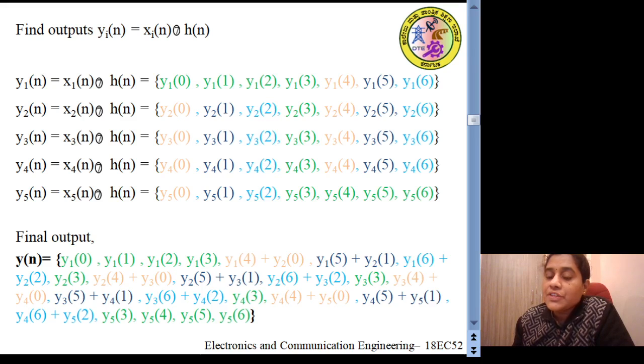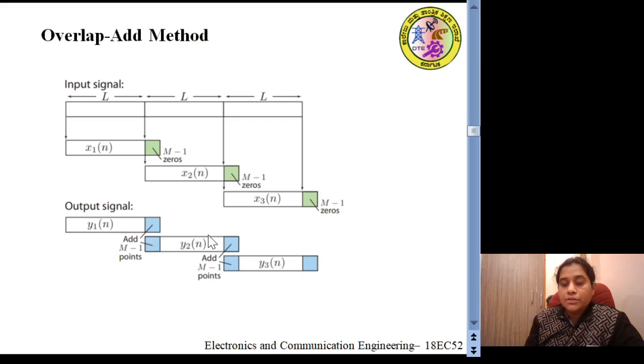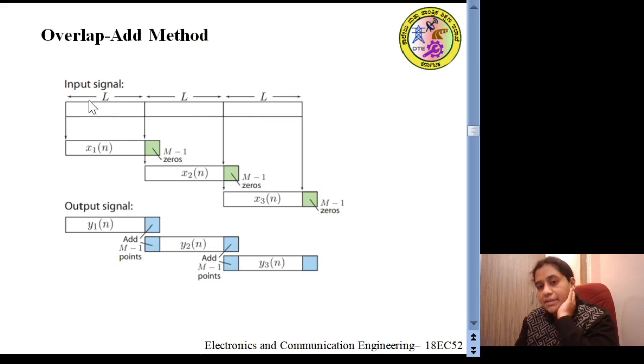This is a general example we have taken. Now, for better understandability, let us take some illustrative examples with numerical samples. But before that, here is how we are doing the overlap add method. For the incoming signal, we take the first L samples of x of n. To that, we append m minus 1 zeros to make the length of this block capital N, where N is equal to L plus M minus 1.